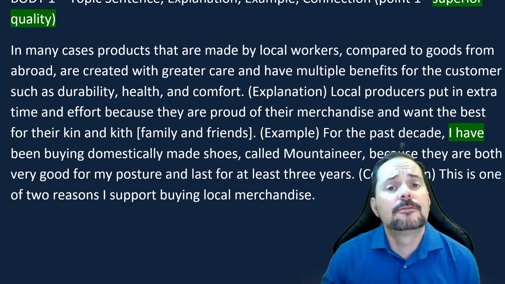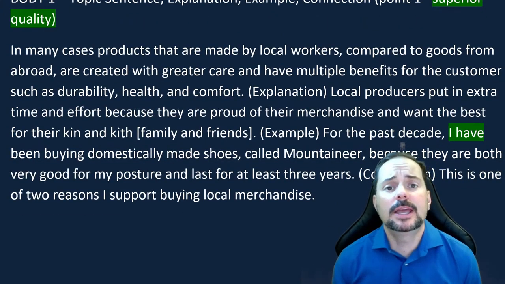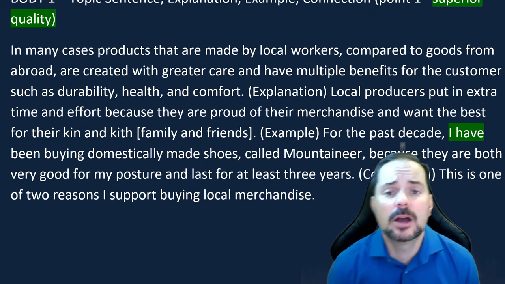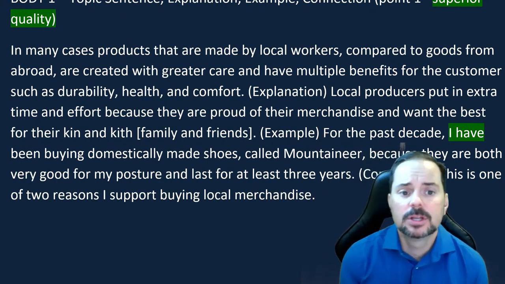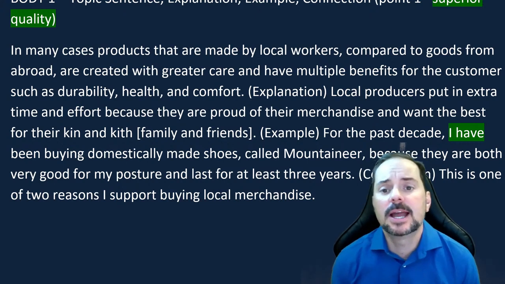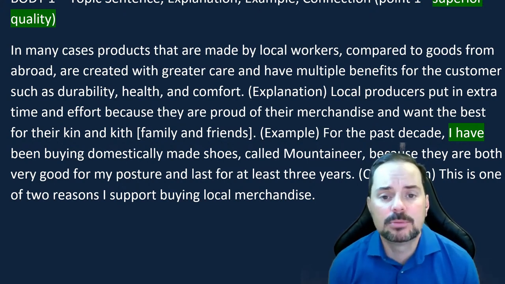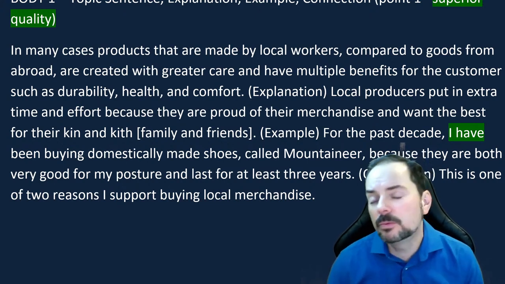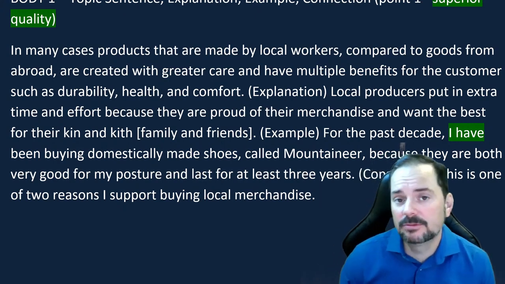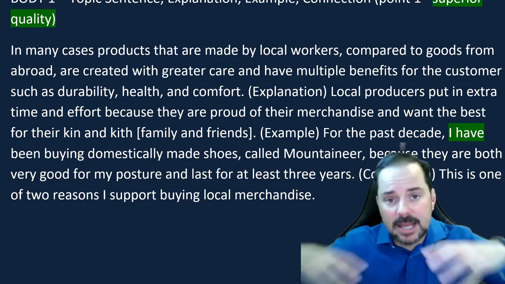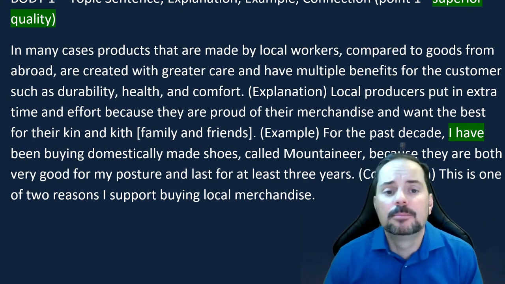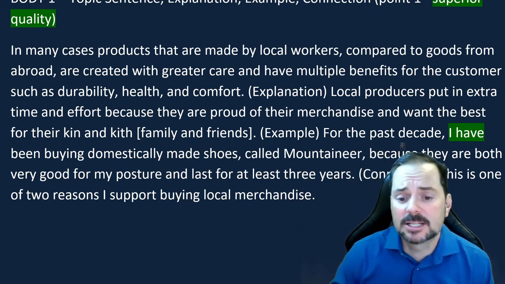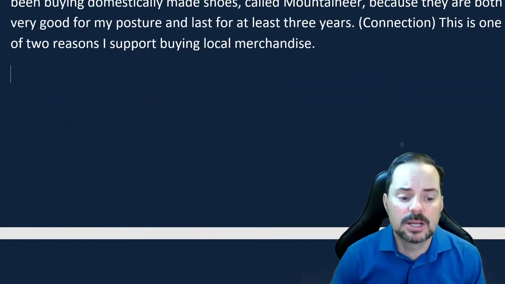So there it is. Now for body paragraph 2, it is the same concept. So topic sentence, explanation, example, connection. You don't really need the connection for body paragraph 2 because your conclusion connects your whole essay. But you definitely need the topic sentence, explanation, and example. So body paragraph 2.